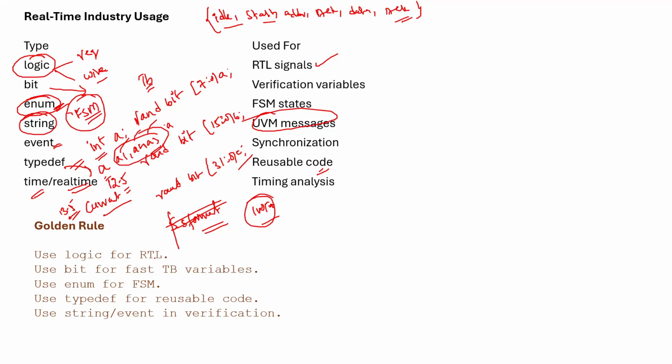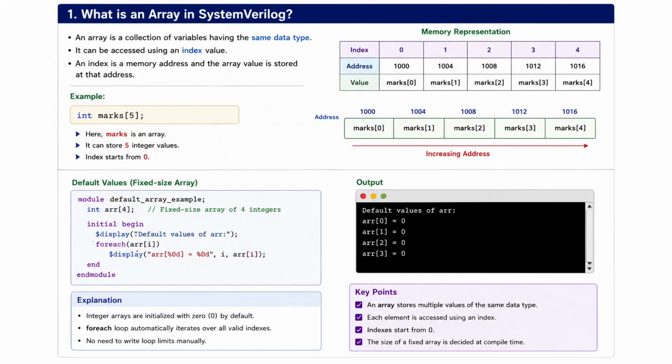All these are the different data types we have explained. Any doubts up to this, all of you?